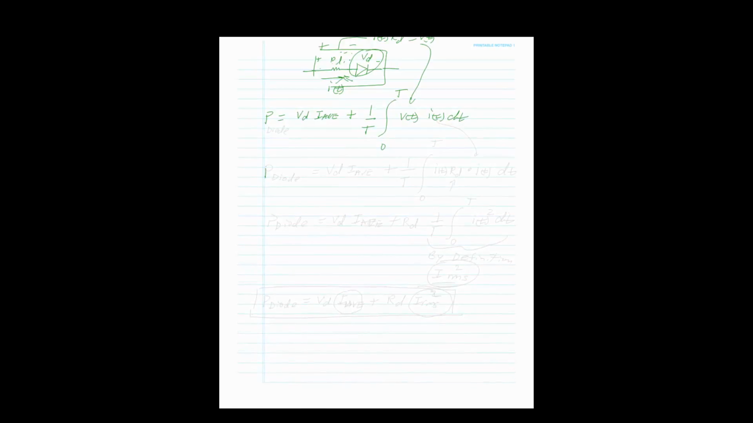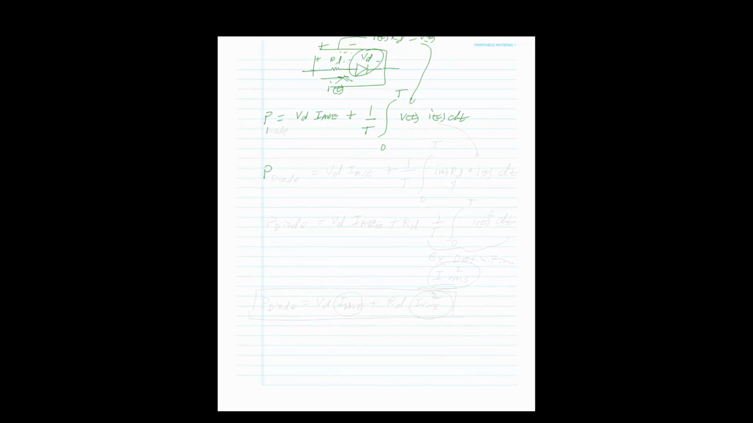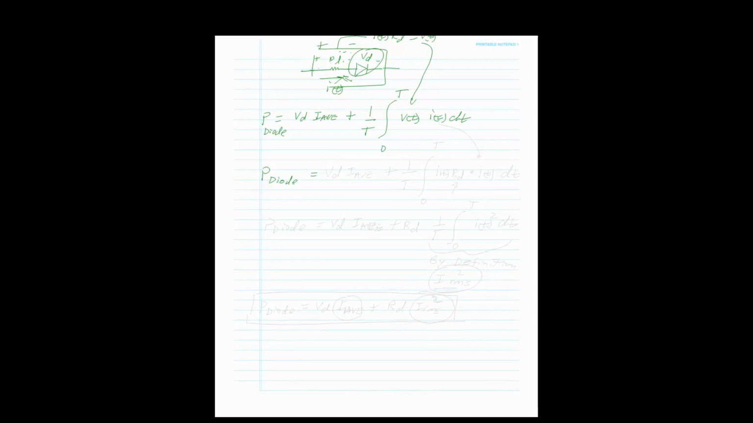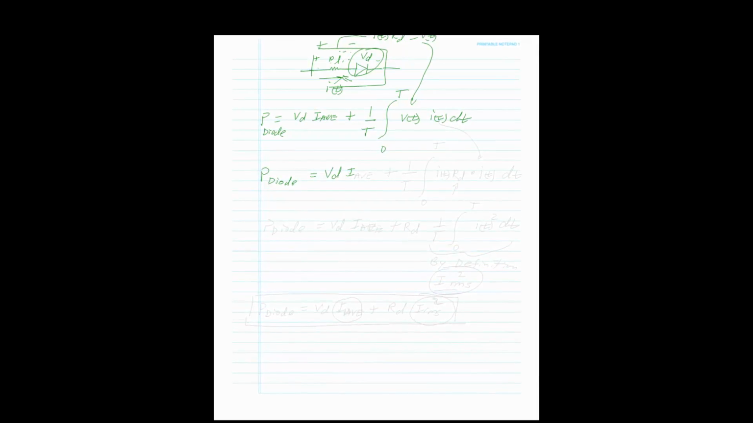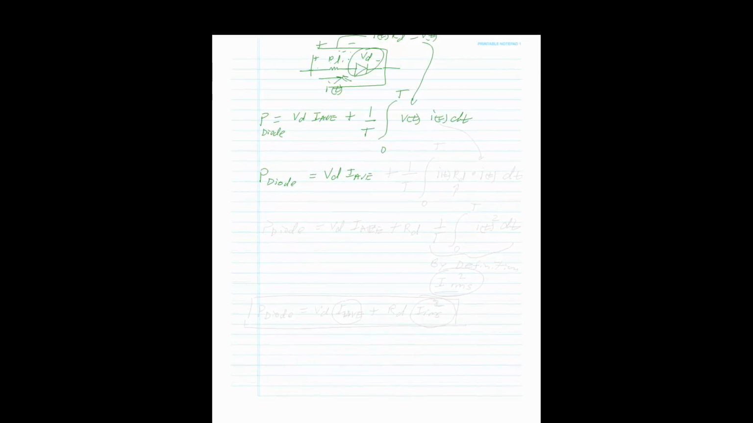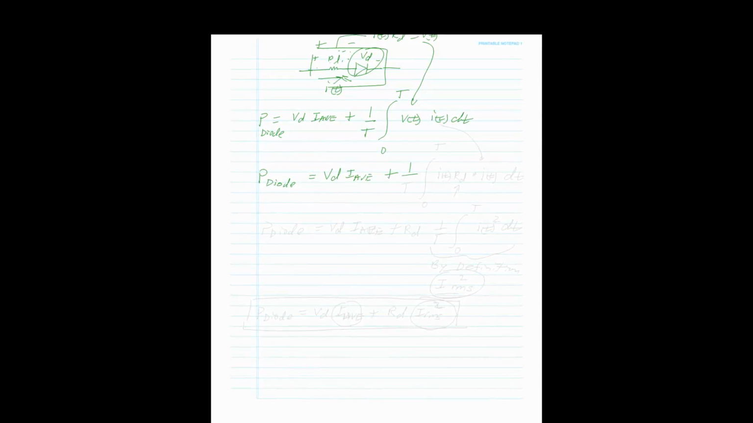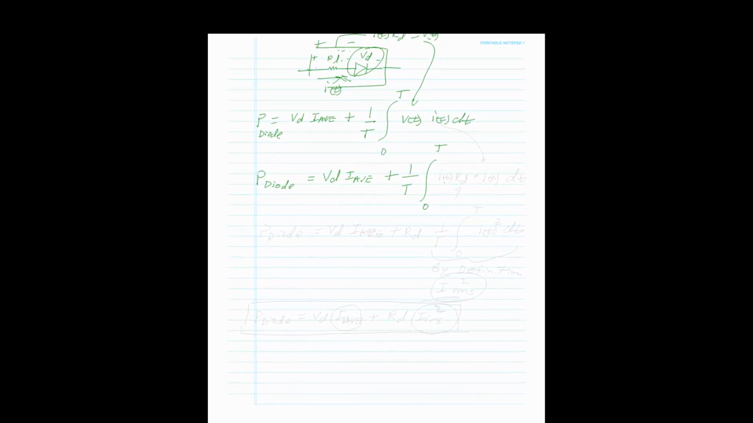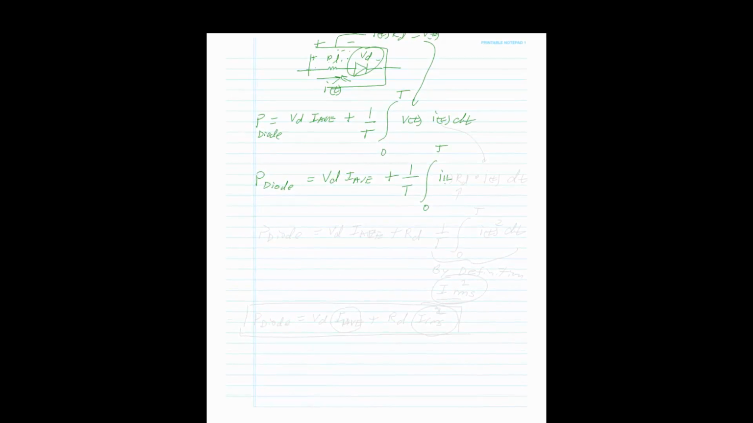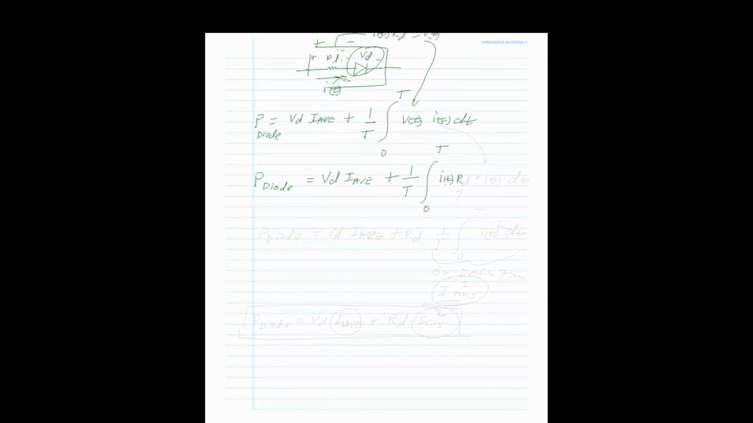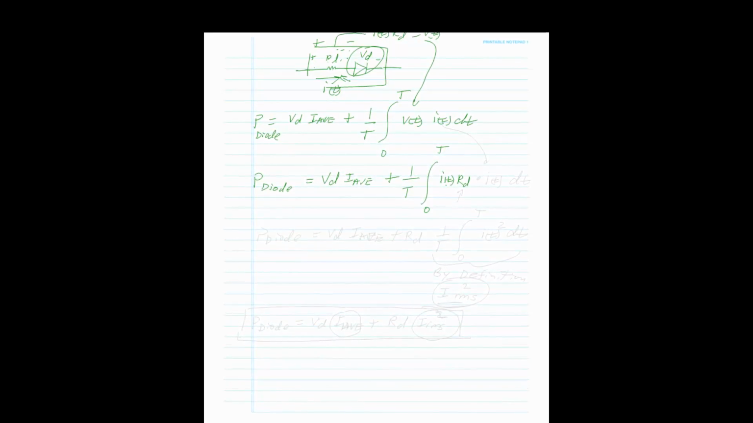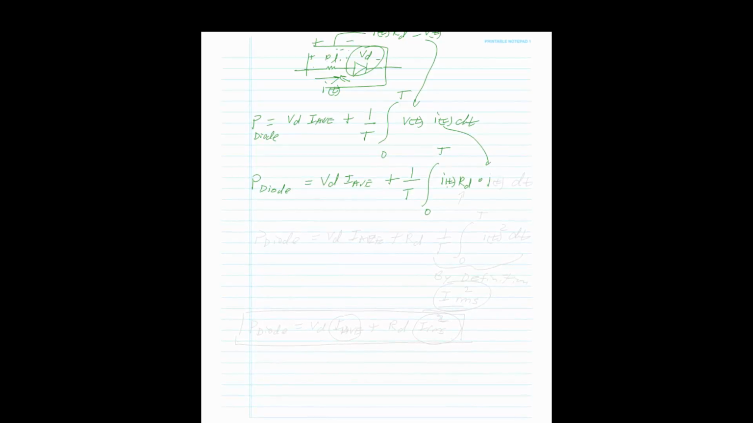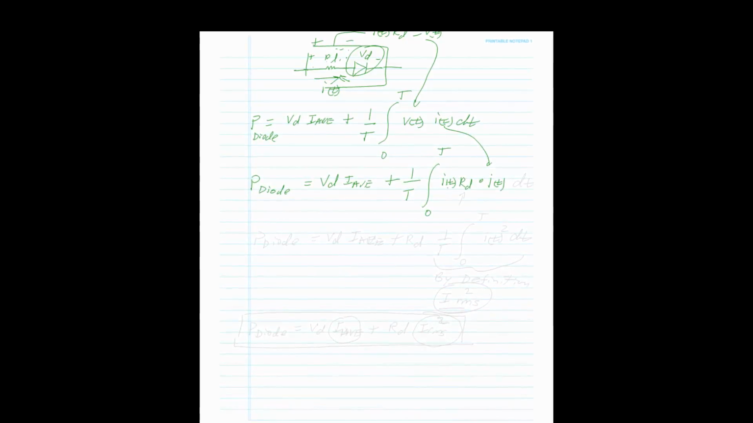So the power dissipated in the whole diode is going to be two terms: the DC term, plus 1 over T, integral 0 to T of what? V of T is now I of T times RD, the resistance voltage across the diode, times what? We still have this I of T, and of course dt.